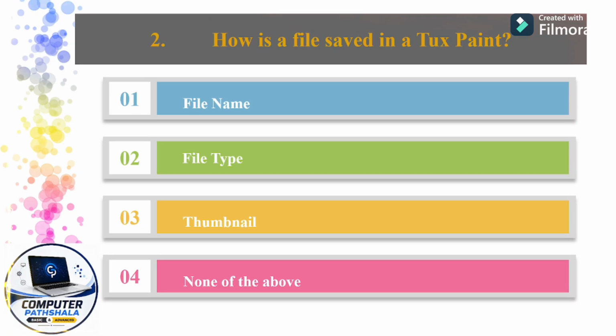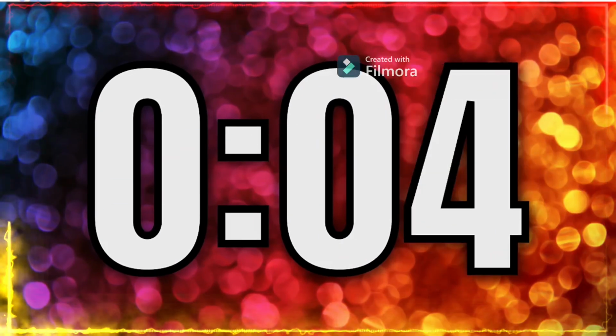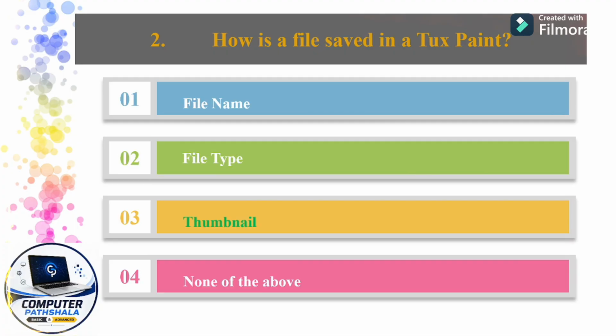Let's move to question 2. How is a file saved in TuxPaint? Is it saved by file name, file type, thumbnail, or none of these? Your 5 seconds start now. Think carefully and select the correct option. The correct answer is option 3, thumbnail. In TuxPaint, drawings are saved as thumbnails, making them easy to identify without typing file names.